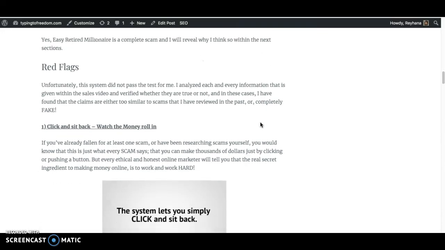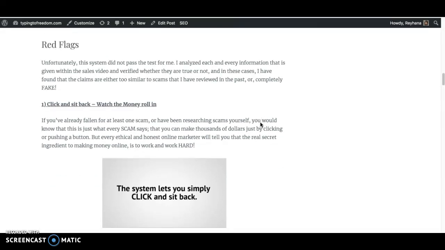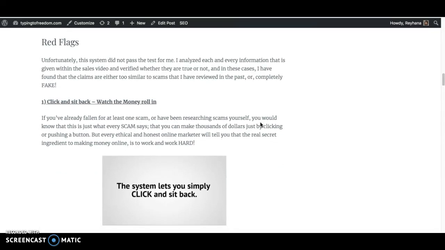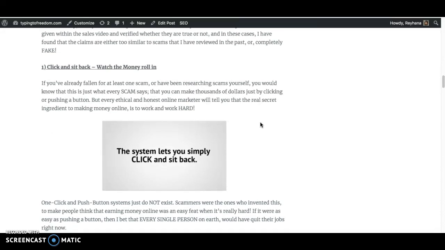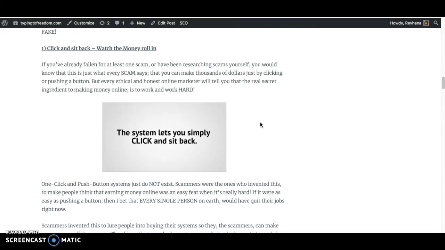And here is the section that will give you a few points about why I think this is a total scam. So the first one is, he says you click and sit back and watch the money roll in. This does not exist. One click or push button systems just don't exist in the online world or in the offline world. To make money online or offline, you need to work. It takes time. You need to become trusted in the online world in order for you to be able to make money online.